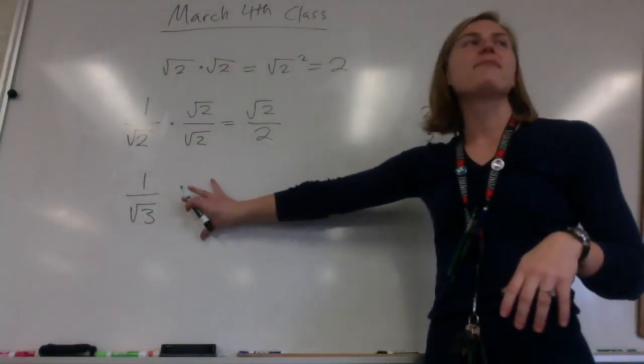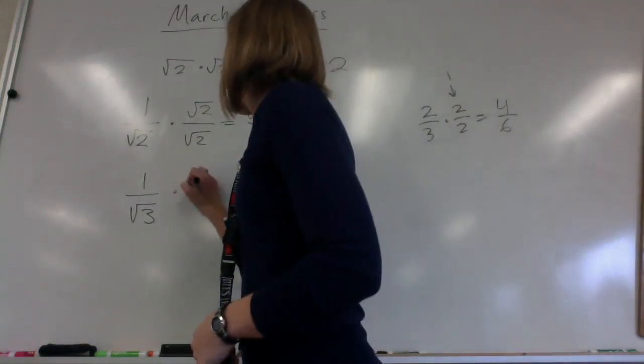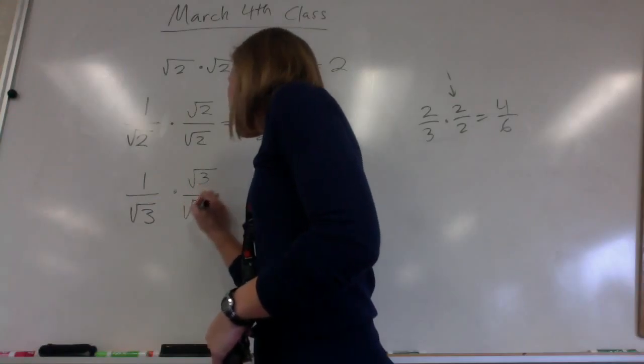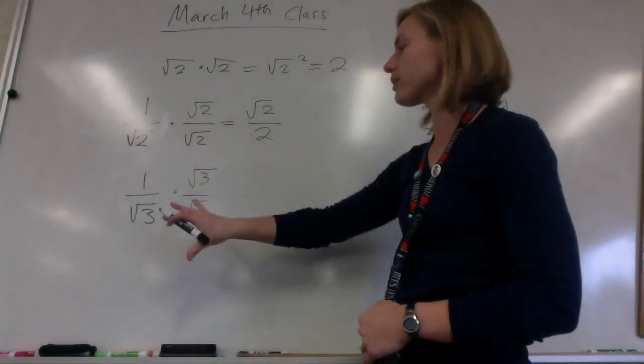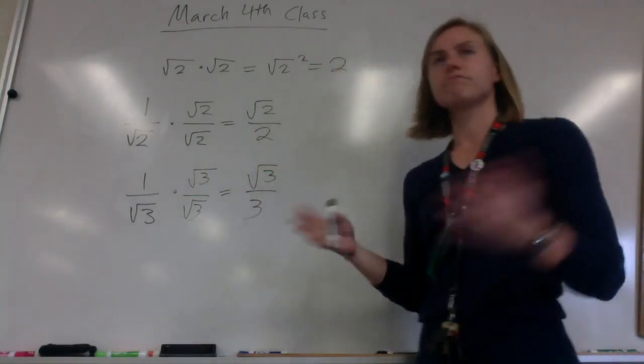Alright, what should I multiply him by? Square root of 3 over square root of 3. We multiply by square root of 3 over square root of 3, because we're allowed to. That equals 1, so we're not actually changing anything. We get square root of 3 over 3. Yeah. That simple.